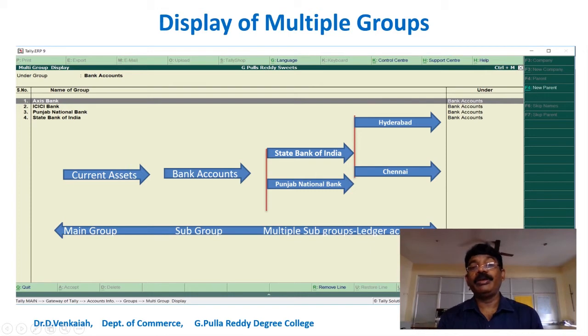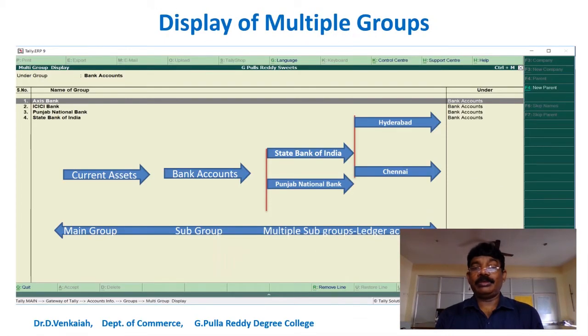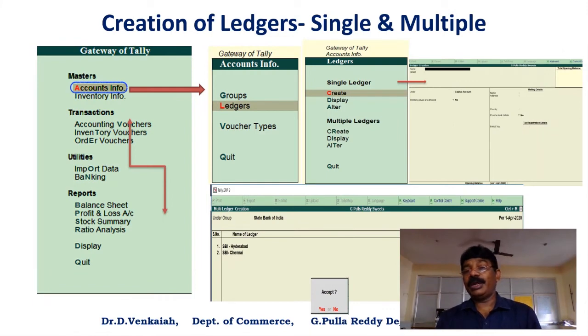The procedure to display multiple groups is the same as single display. Instead of selecting display under single, we have to select display under multiple groups. Then coming to ledger creations. Ledger is the end point before voucher entry. Ledger is a very important aspect in understanding and maintaining the accounts.